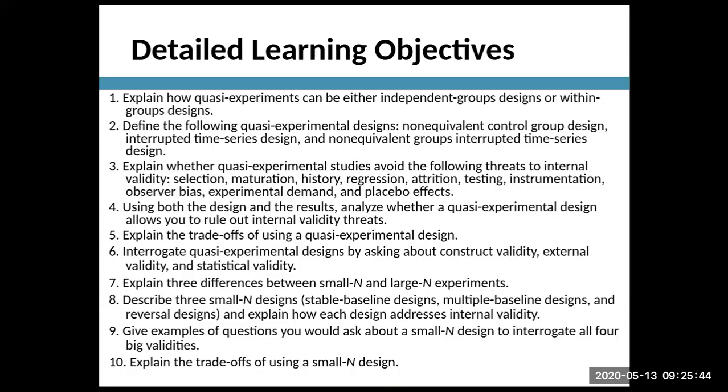And then I will give examples of questions you might ask about a small n design to look at the 4 validities: internal, external, construct, and statistical. And then, are there any trade-offs? What are the trade-offs of using a small n design versus a large group?